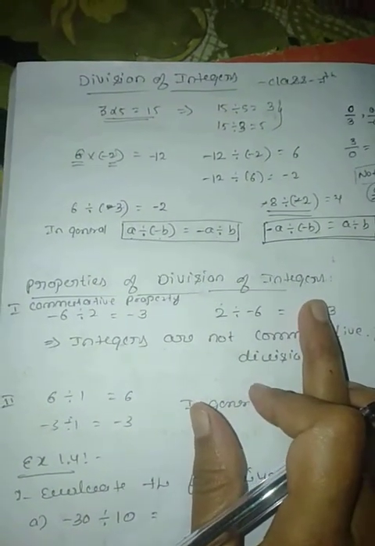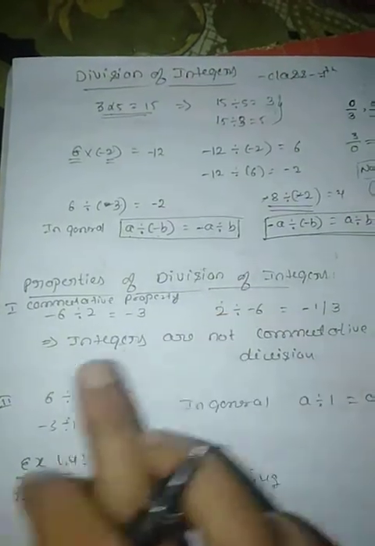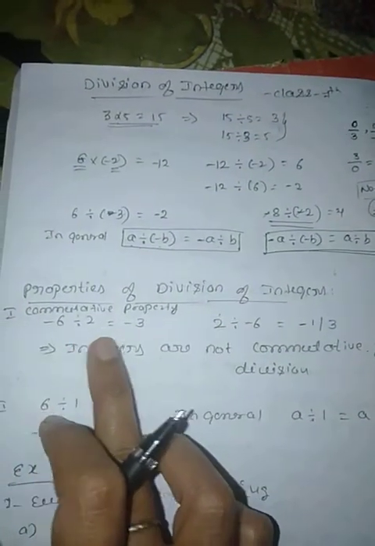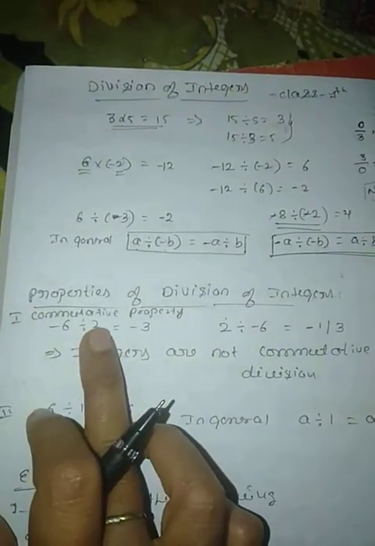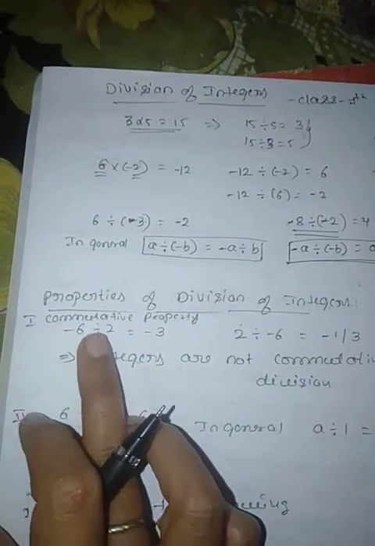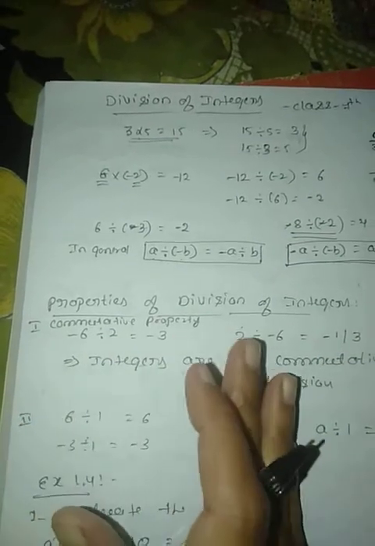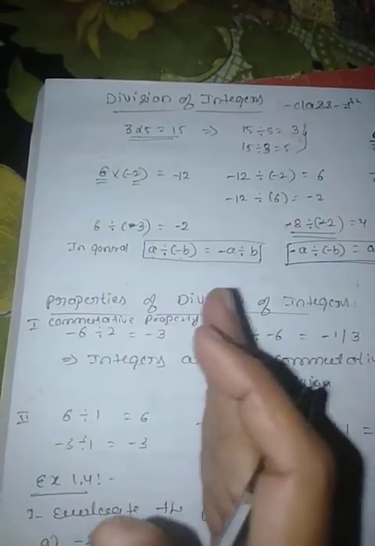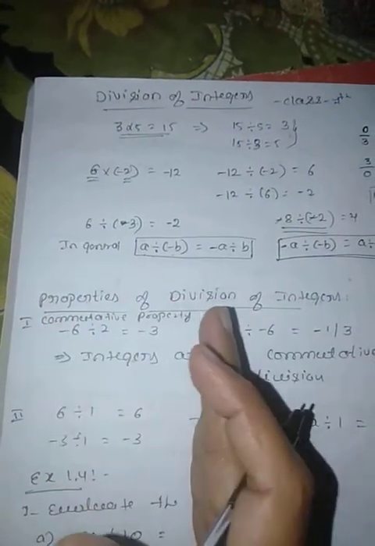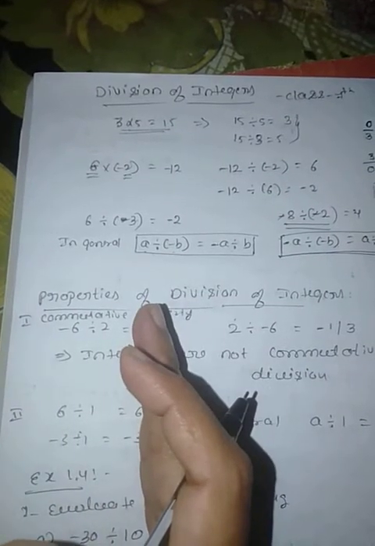The first property we know is the commutative property. See here, one negative integer, one positive integer. When we divide minus 6 by 2, we get minus 3. So commutative means reverse that. If 2 plus 3 is equal to 3 plus 2, LHS is equal to RHS, that means it holds good for the commutative property.